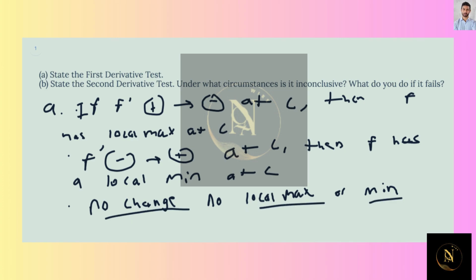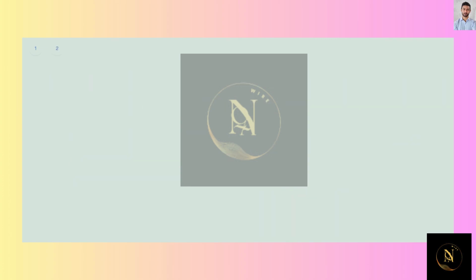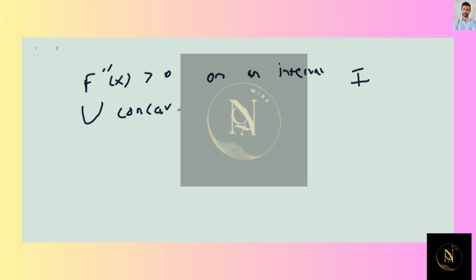And then for the second derivative test, we take the second derivative, which is part of the name. So if f double prime of x is greater than 0 on an interval I, then on the interval I, f is concave up. So that will be the shape of the graph.